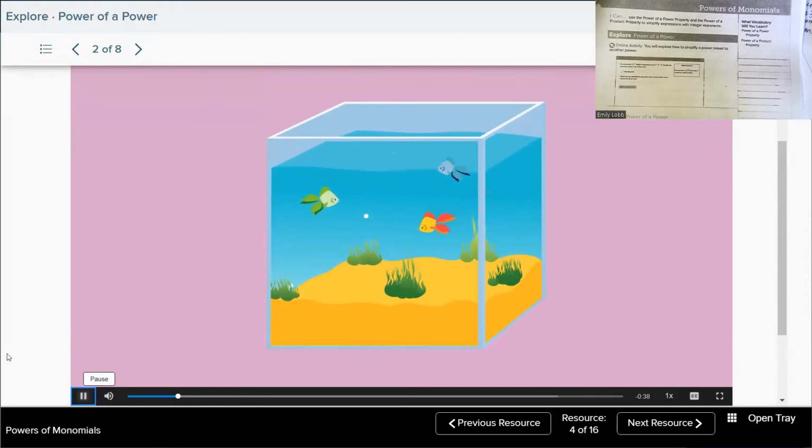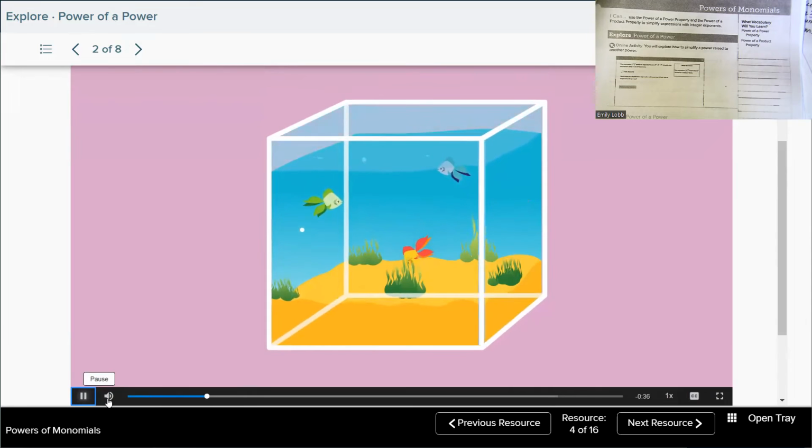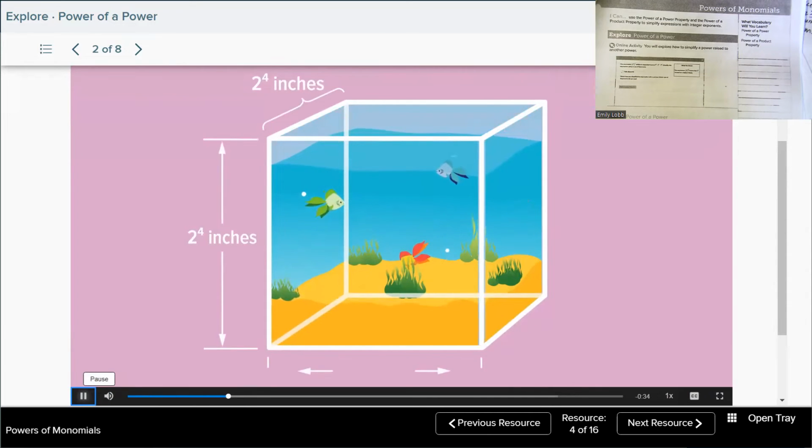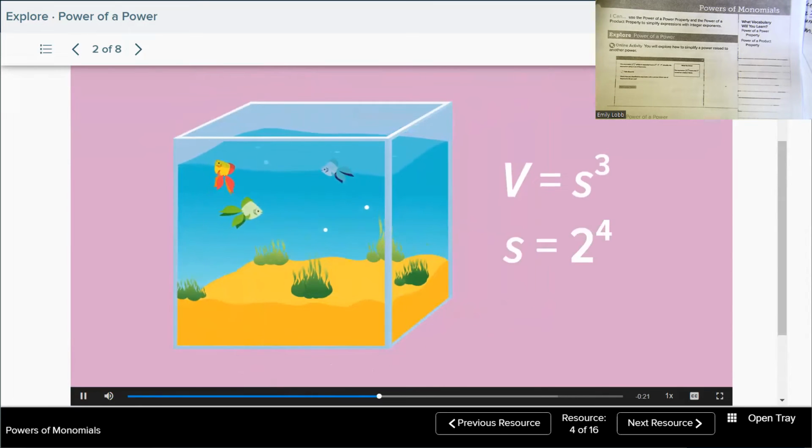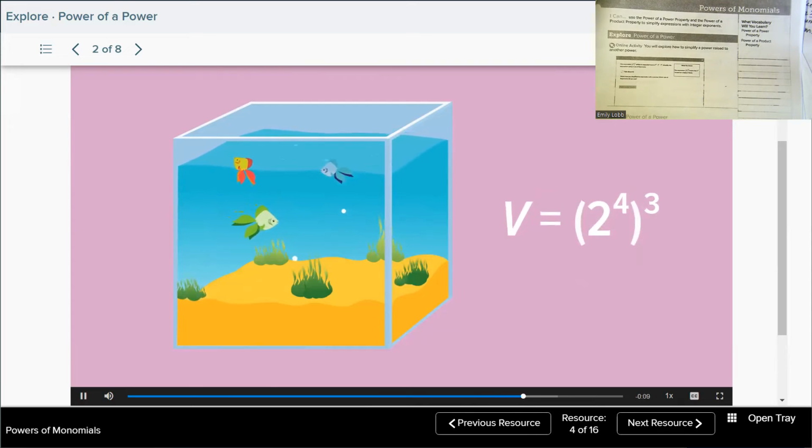An aquarium in the shape of a cube. Each side of the aquarium has a length of 2 to the 4th inches. The students want to know how much water the aquarium will hold. To determine this, they will need to calculate its volume. In the formula, V represents the volume, and S represents the length of one side of the cube. Since the side of the aquarium has a length of 2 to the 4th inches, let's substitute this value for S in the formula. The formula now has a power, 2 to the 4th, raised to another power, the 3rd.